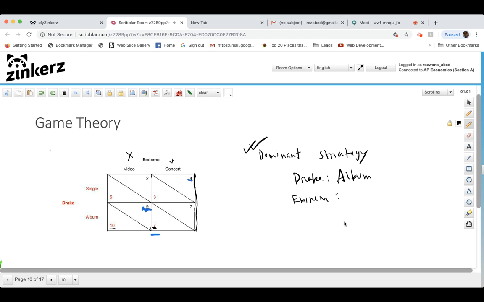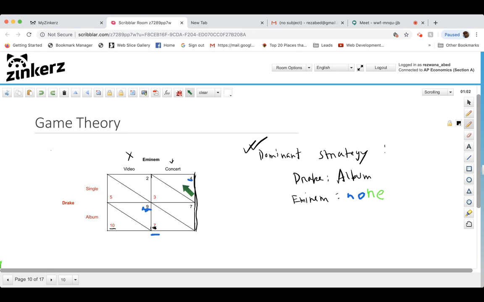No. What is a dominant strategy? Remember, we said that it is something like, is there one particular action that you can do that gives you a better payoff regardless of what your opponent is doing? With Drake, we saw that regardless of what Eminem was doing, he was always better off producing an album. So this is why I underlined those two. In both instances, he was better off doing an album.